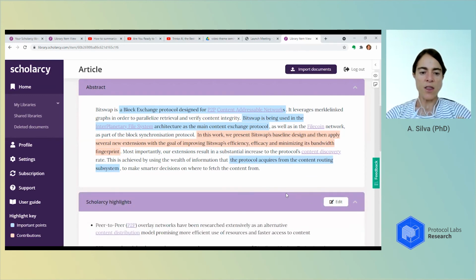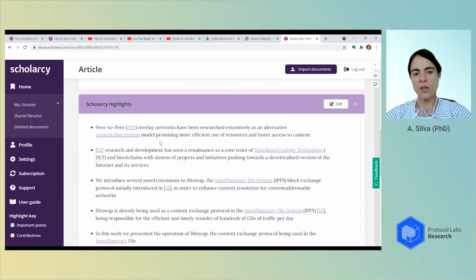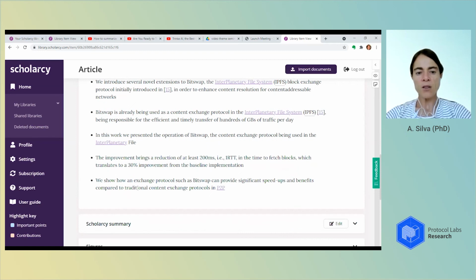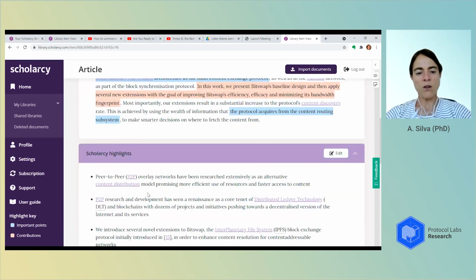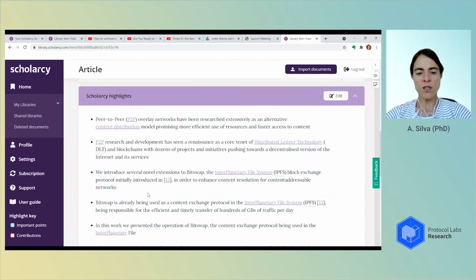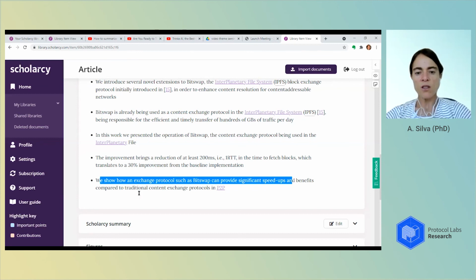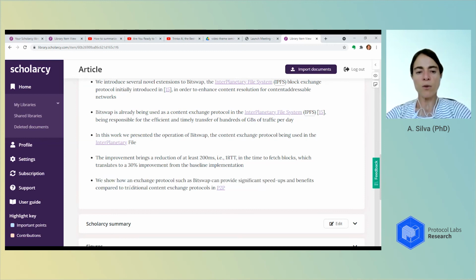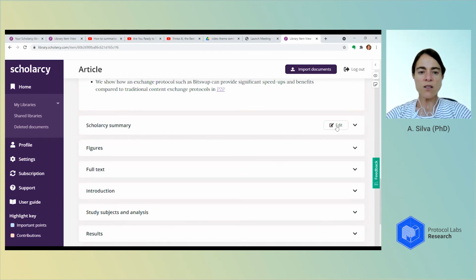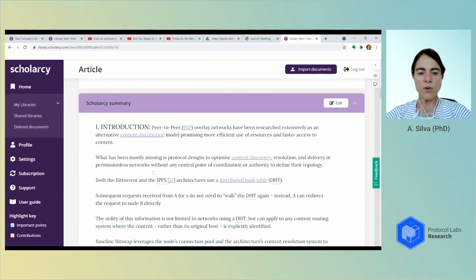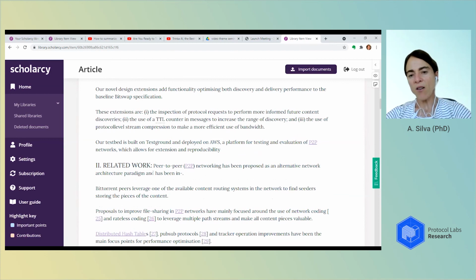It does other things, like highlight the most important pieces of information. Okay, so it went and got the objective, the importance of that objective, the results. So we show how something can provide speed ups and benefits. So these are the consequences, the implications of what they found. So probably this bullet point is an interpretation coming from the discussion or from the conclusion. And so forth. It has summaries for the different sections, so you don't have to read everything if you don't want to.